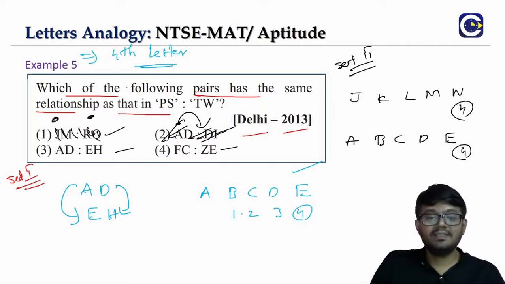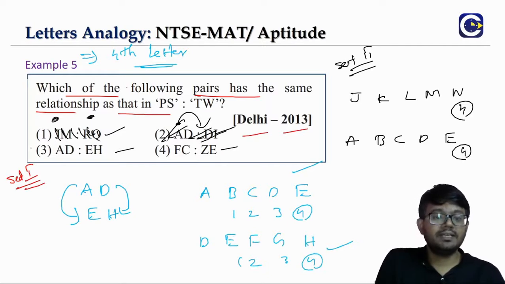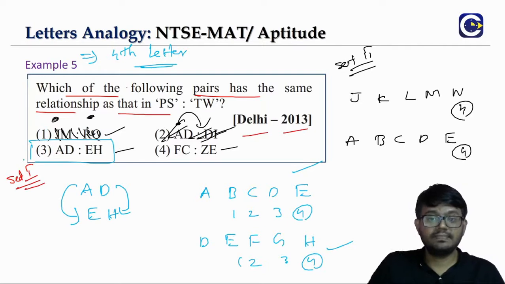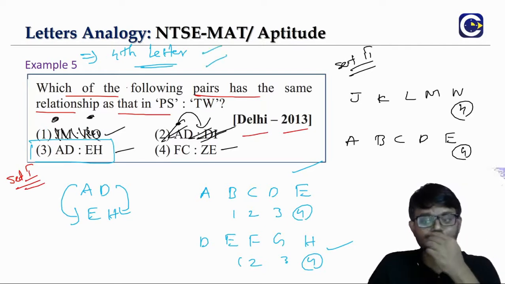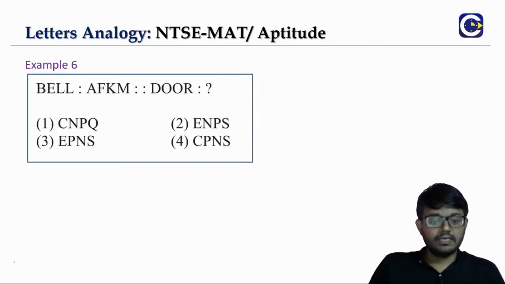Then D means what? D, E, F, G, H, 1, 2, 3, 4. So the AD pair will be matched to the EH pair. That is going to satisfy the relation, right? What is the relation we have? We have to choose the fourth letter. Look at the next one.